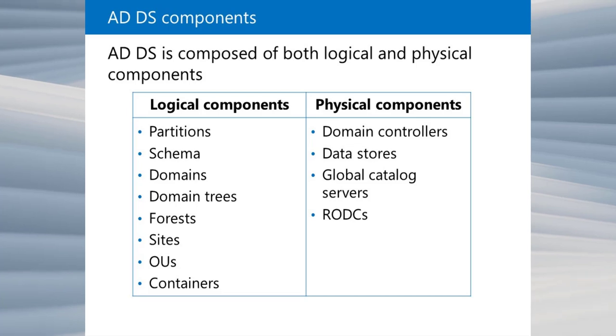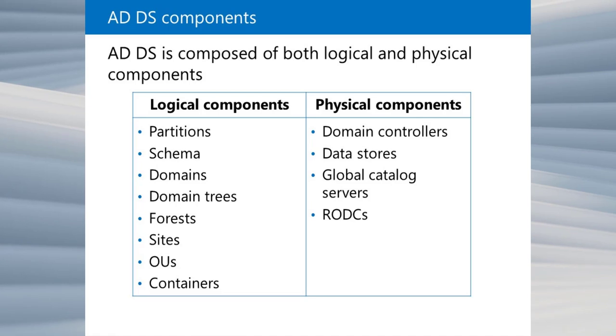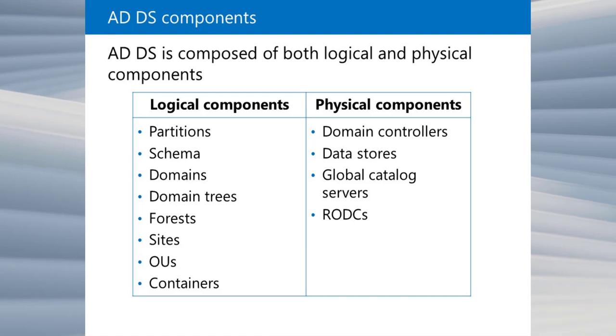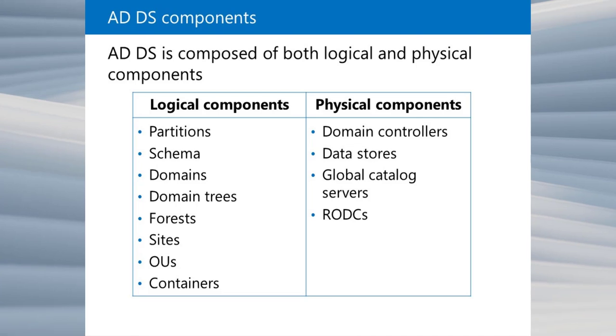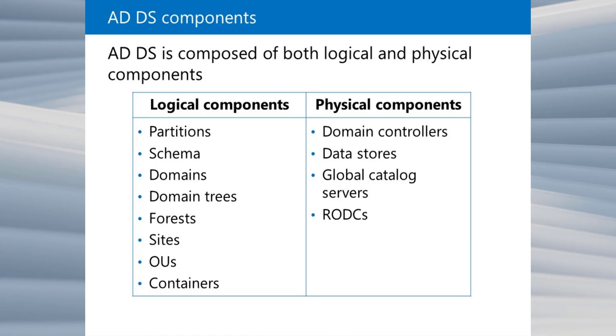Schema: a schema is the set of definitions of the object types and attributes that you use to define the objects created in ADDS. Domain: a domain is a logical administrative container for objects such as users and computers. A domain maps to a specific partition and can be organized with parent-child relationships to other domains. Domain tree: a domain tree is a hierarchical collection of domains that share a common root domain and a contiguous domain name system (DNS) namespace.